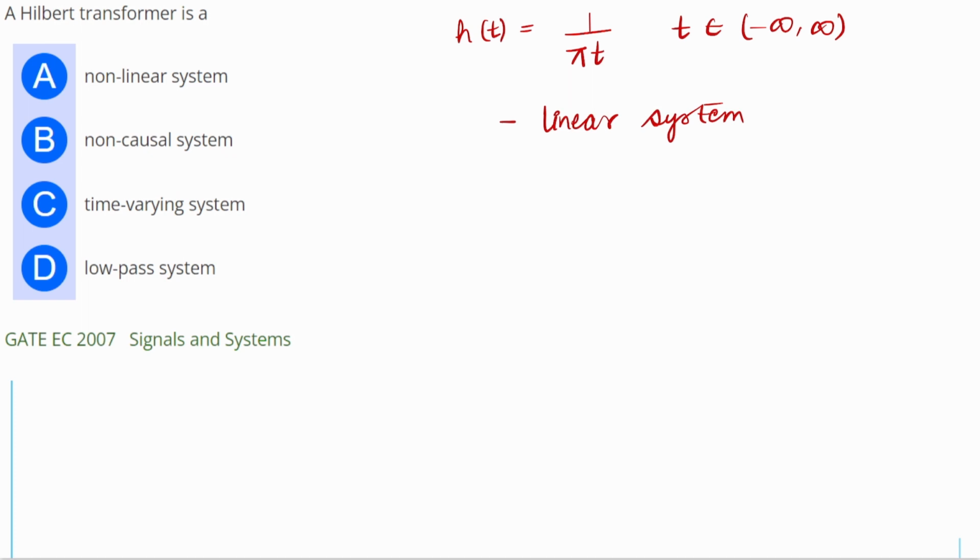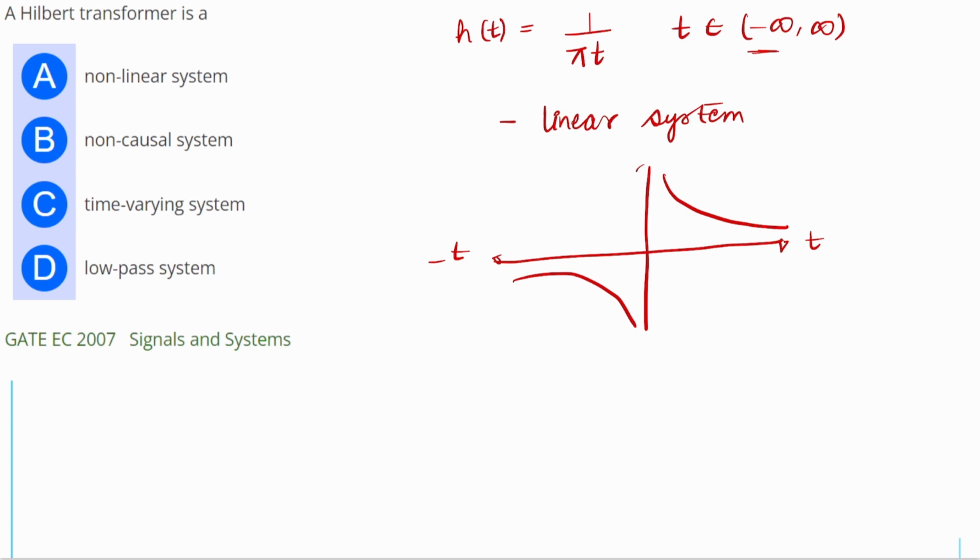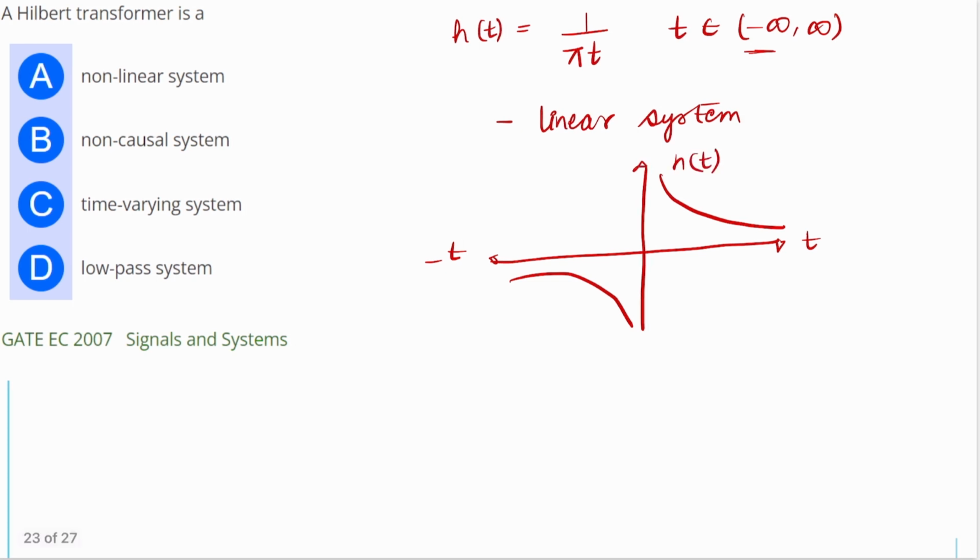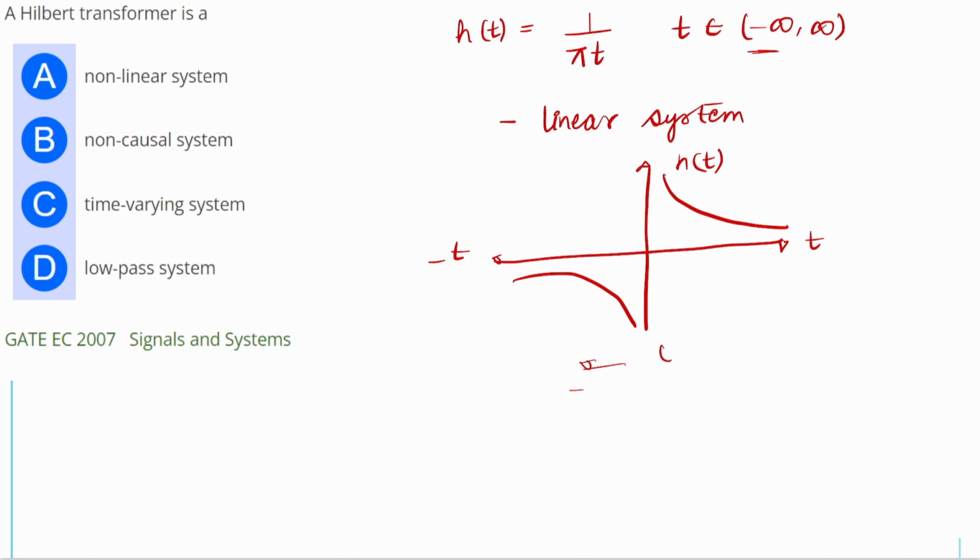Next, causal or non-causal system. Now we have to see whether the response is present for negative time. If I draw the impulse response, it looks something like this. So this is the response of the Hilbert transformer. It is present for values of t less than or equal to 0 also. So the Hilbert transform is not equal to 0 for t less than 0. That's why it is a non-causal system.